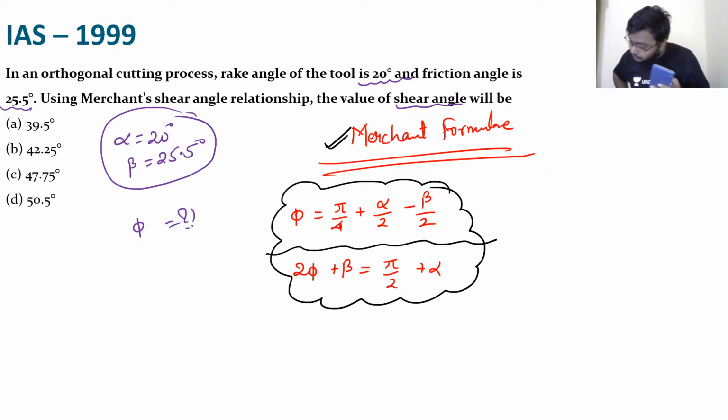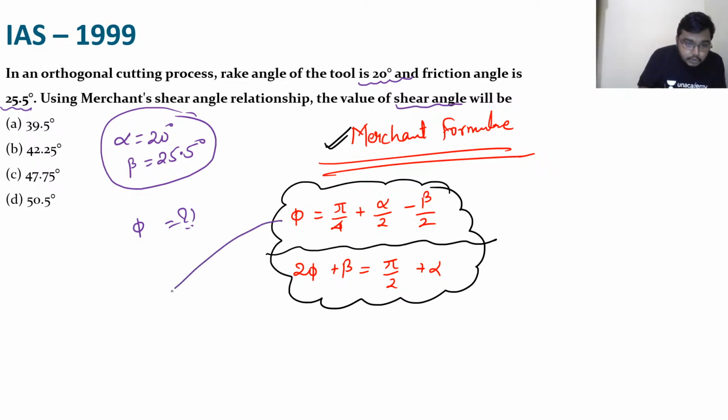Shyamji, what answer did you get? 42.25. Yes, Shyam, it is correct. See, I have also calculated. Nothing you have to do, just take this formula. Phi is equal to 45 degree plus alpha by 2, that is 20 by 2, minus beta by 2, that is 25.5 by 2, and if you calculate it, you will get the value of phi as 42 point.